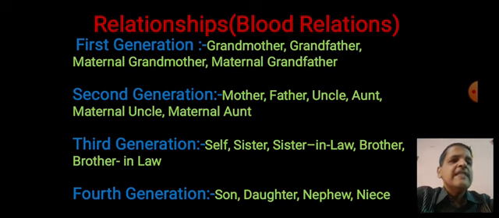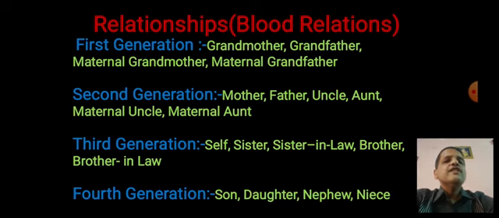Then go towards the next, that is questions based on blood relationships. First generation, second generation, third generation and fourth generation relationships are there. When we say first generation: grandmother, grandfather, maternal grandmother, maternal grandfather. Second generation: mother, father, uncle, aunt, maternal aunt, maternal uncle. Third generation: self, sister, sister-in-law, brother, brother-in-law, all that. When we say fourth generation: son, daughter, nephew, niece, all that are there.